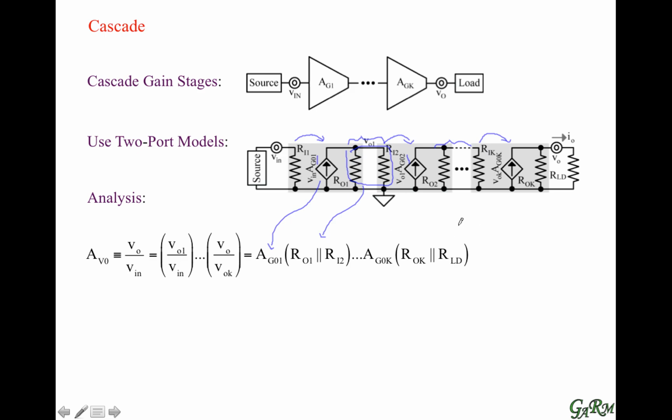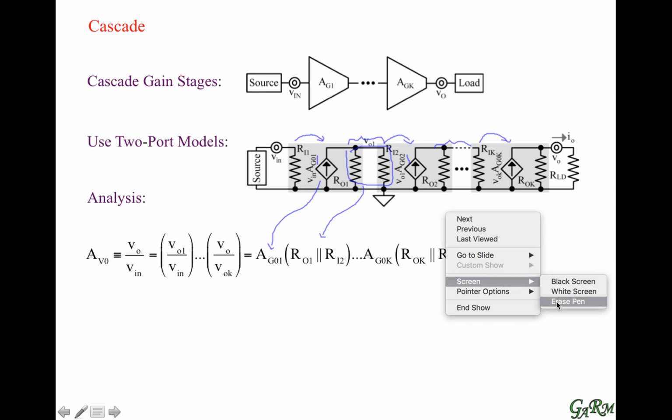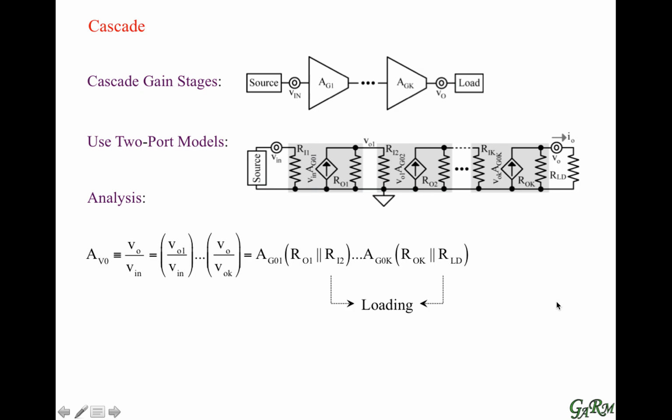One thing that I want to highlight here is that we're actually including the loading effect of each gain stage, because the input resistance of a subsequent stage loads the output resistance of the first stage. The combined resistance is the one that basically sets the gain. So by including the effect of that input resistance, we're including the loading effect in our gain. And then all the way at the output, the load resistance will also affect the gain of the last gain stage by loading the output resistance. And that's what we have here.